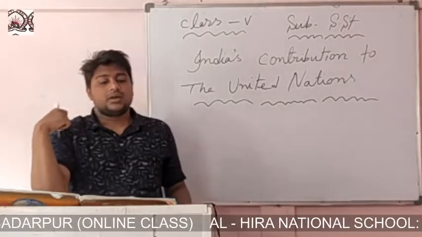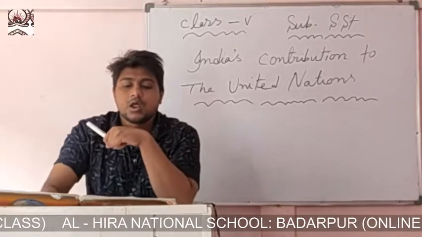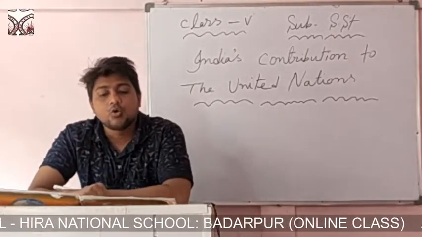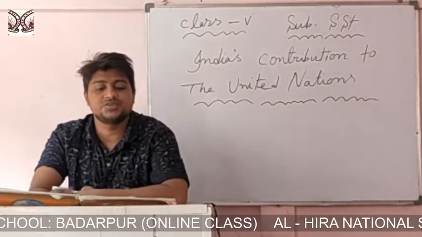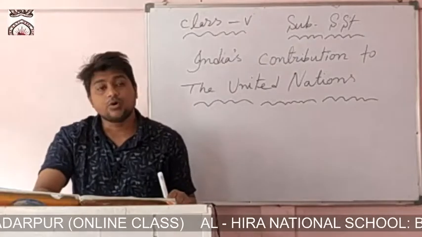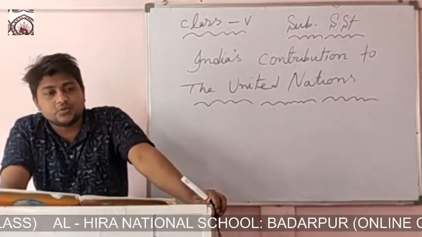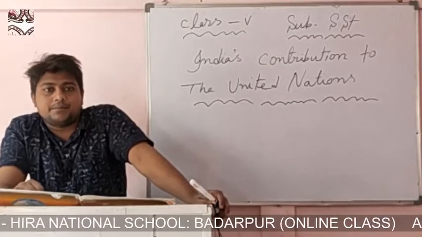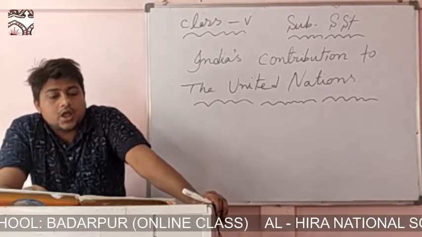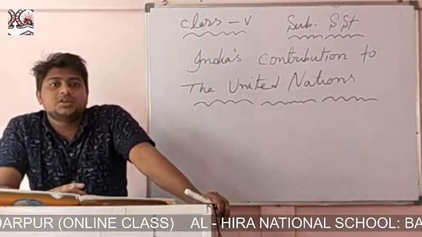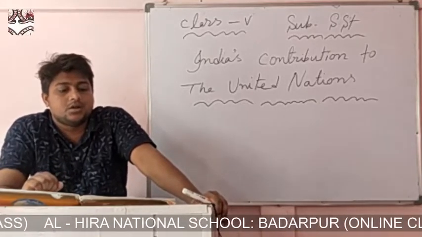Next is what? India opposed the policy of discrimination practiced by the whites against the blacks in South Africa. This policy was known as apartheid. Most of you know about apartheid. There was a discrimination between the black people and the white people. According to apartheid, white people enjoyed more political and social status compared to the black people.